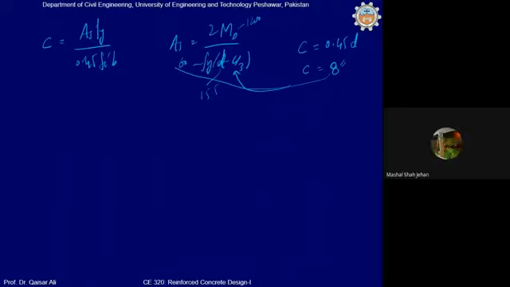2.6. 2.6 inch square. Now put this value 2.6 inch square in this equation and recalculate the value of C. So 2.6 multiplied by 60 divided by 0.45 multiplied by 3 multiplied by 12. 9.6 inches. Again put this value in this equation and recalculate the value of As.